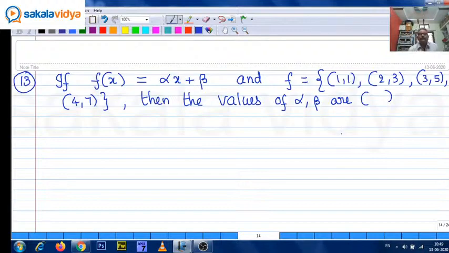Okay, first option is 2, -1, second one is -2, 1, third one is 3, -1, fourth option is -2, -1.